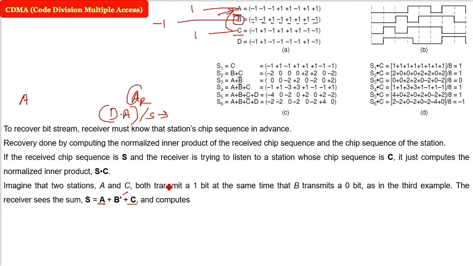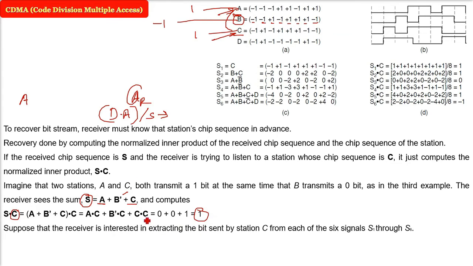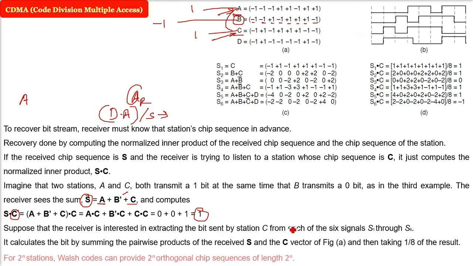So what do you get? Then whatever you get, you have to multiply it with C. If the C receiver wants to know, then you multiply the whole with C, dot C. Suppose that the receiver, as I said, wants to know what C has sent. So what will we do? We will use this addition and then just multiply it with the code sequence of C. For 2 to the power n stations, Walsh code can provide 2 to the power n orthogonal chip sequences of length 2 to the power n.